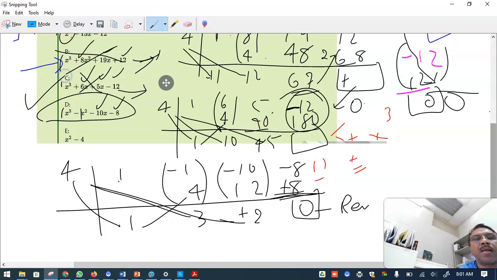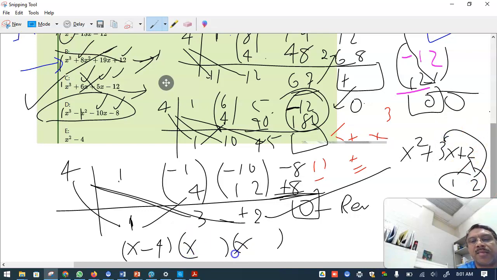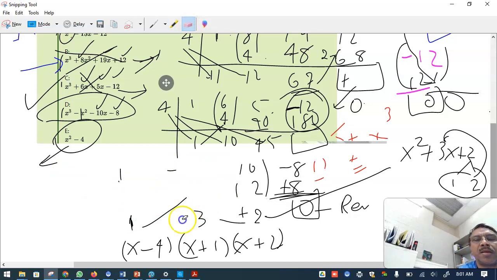So this is correct. And you can see one of the factors is x minus 4, and for the other two factors, this whole thing will be x squared plus 3x plus 2. You can split this as 1 times 2, and they both add up to 3. So you can put x and x, and there is plus 1 and plus 2, and you're done. What about the last one? For the last one, you don't have to do so much synthetic division.